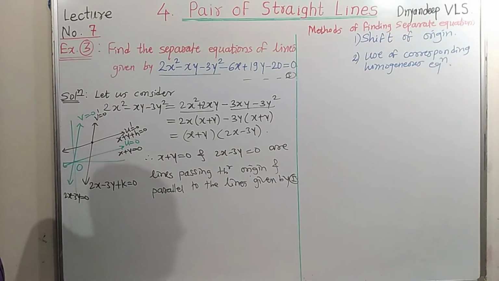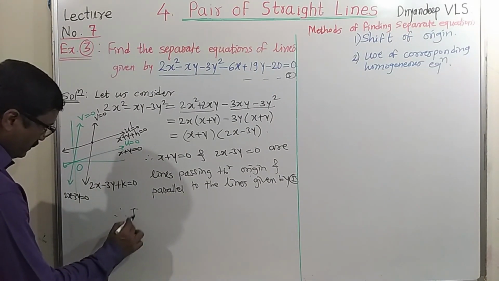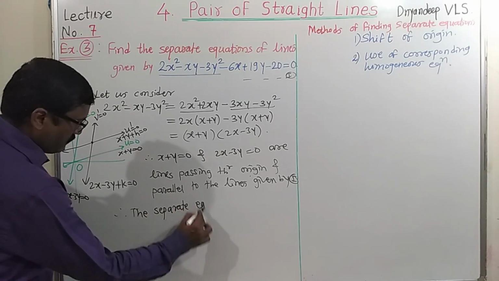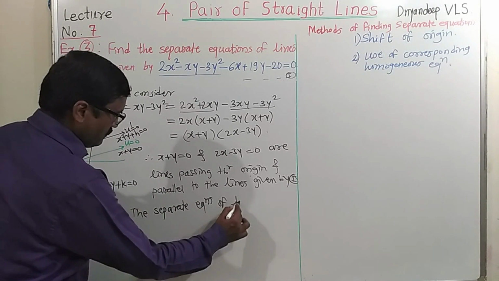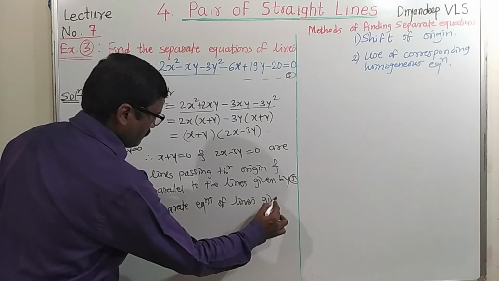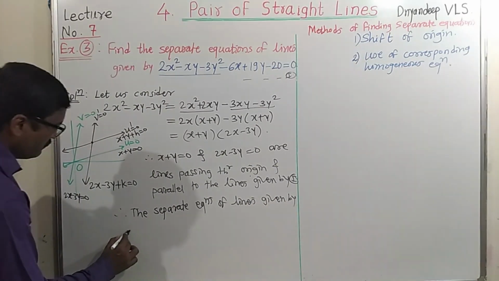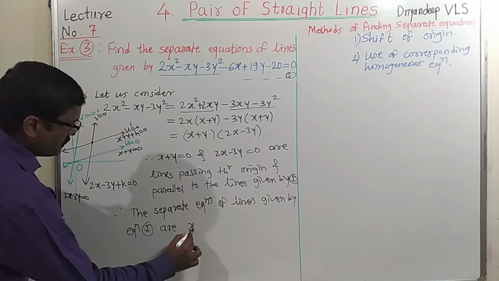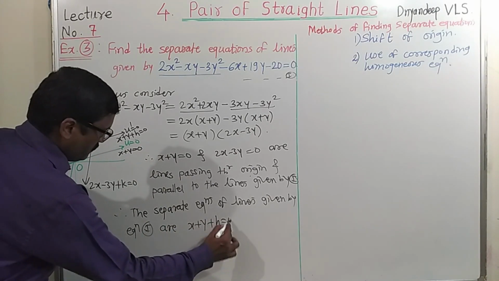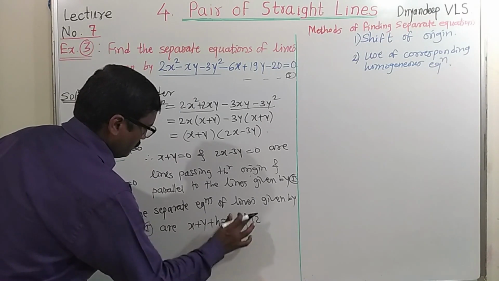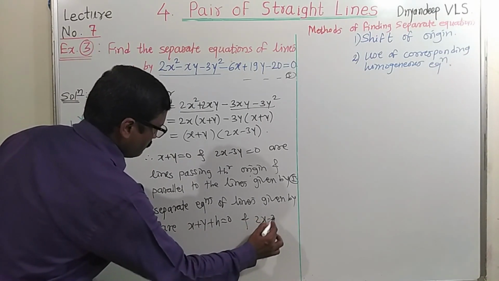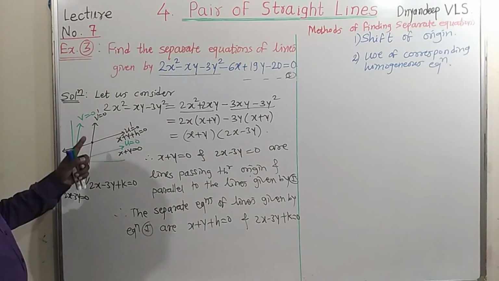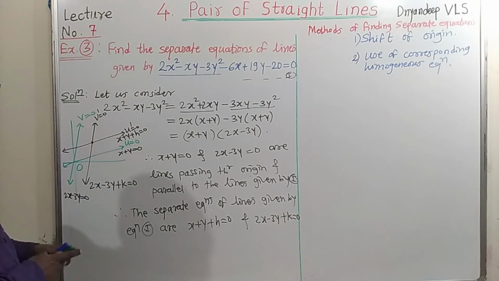Okay, therefore the separate equations of lines given by equation 1 are x plus y plus h equal to 0 and 2x minus 3y plus k equal to 0. Okay, due to this concept of parallel lines.